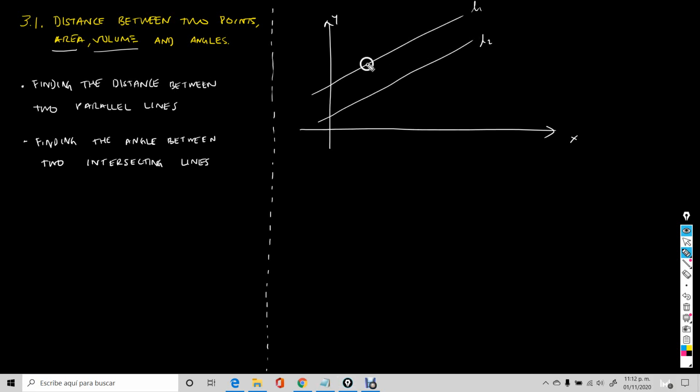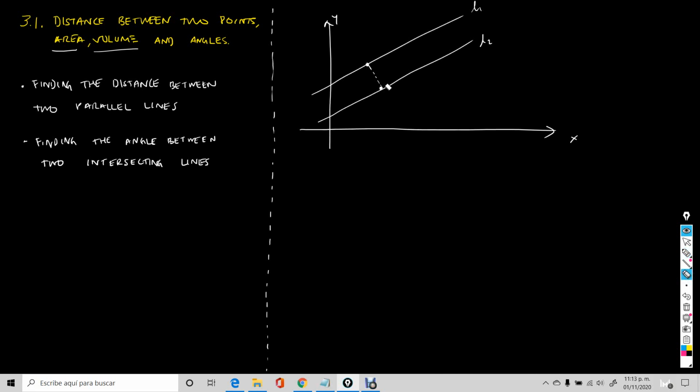For example, if you locate one of the points in L1, what we understand by the distance between two parallel lines is the distance going from this point to another point in line 2, such that the segment joining them is perpendicular to both lines. So basically it is the length of the perpendicular segment going from L1 to L2.